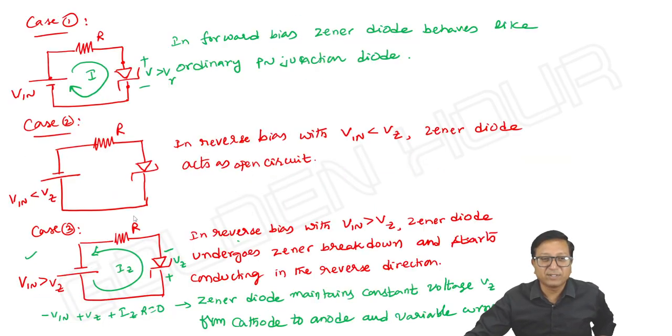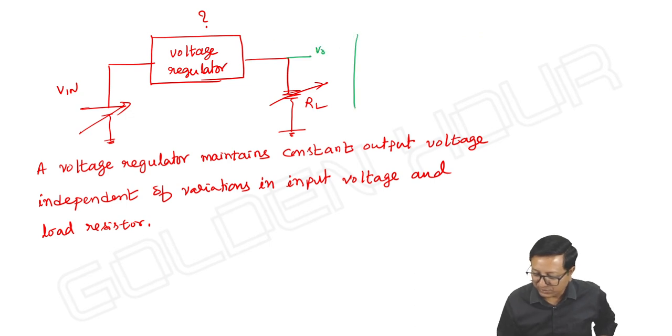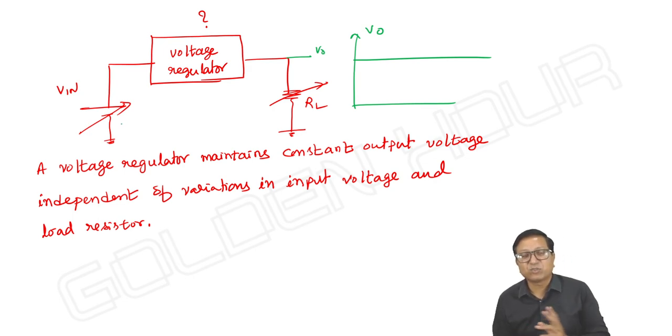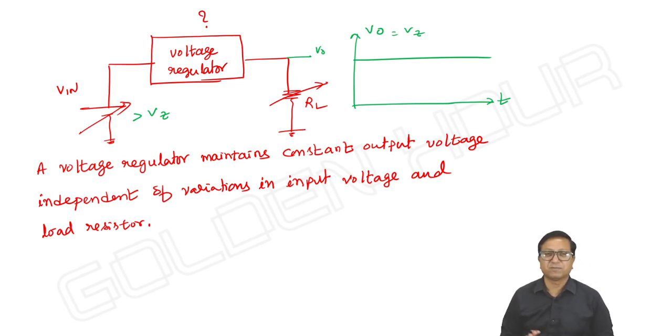Okay, so the first case I am able to achieve: it will maintain a constant output voltage independent of variations in input. Of course, there is a limitation. You can't get 5 volts from 2 volts, right? At least the input should be greater than the breakdown voltage. Then you can see a constant output voltage of Vz. That is the idea here. We have to see how the output voltage is independent of the load resistor. That is the next part. First, we are at the basic level, at the very beginning stage.